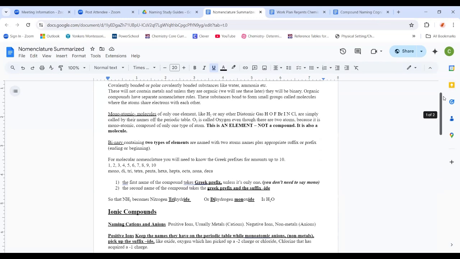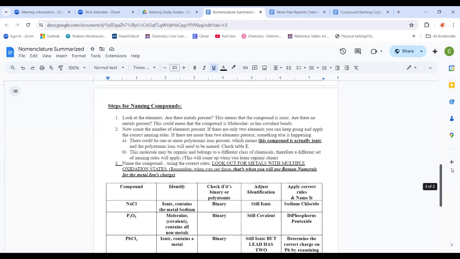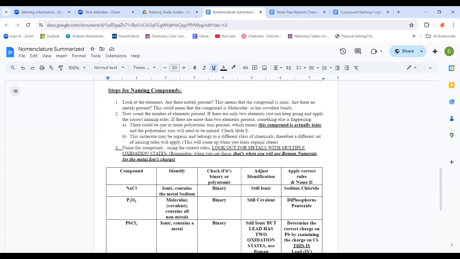Okay, so here's the first half of the page, talks about molecular naming. The second half of the page does ionic naming. And then there's steps at the top here. And these are the steps I've been walking you through the whole time, right? Look at the elements and count the elements. That's not hard. One, can you tell if there's a metal there? Two, can you tell if it's binary? Does it have two elements or more than two elements? Then you're going to go out from there and start making decisions.